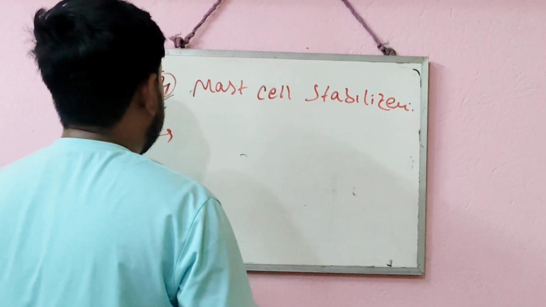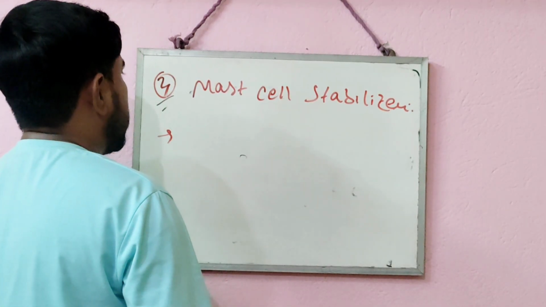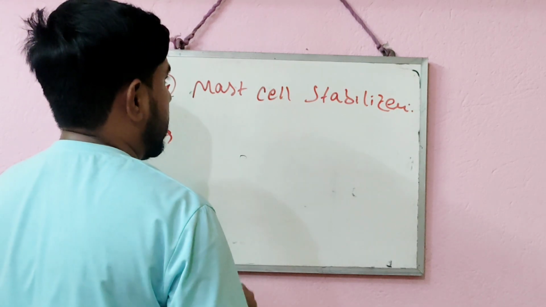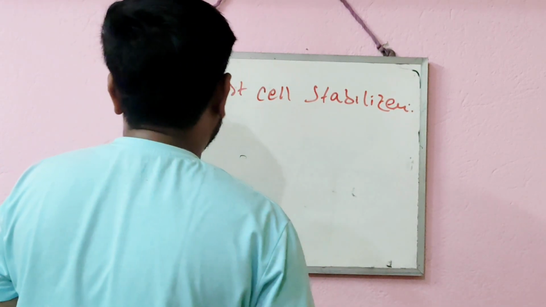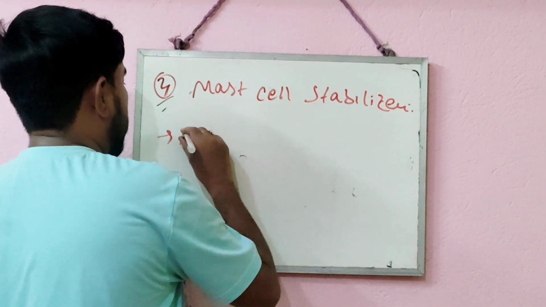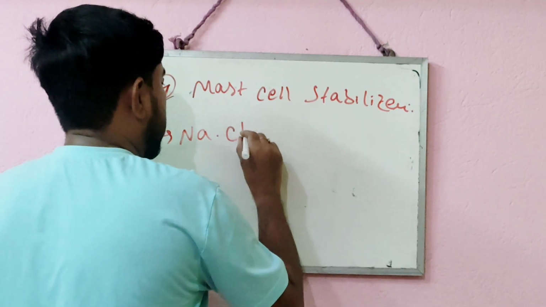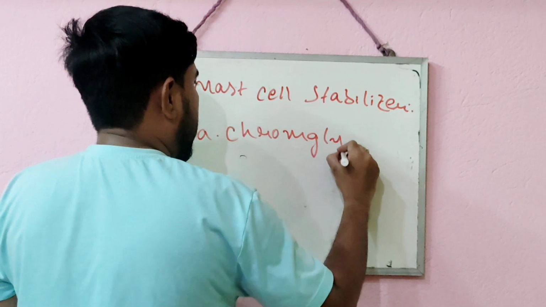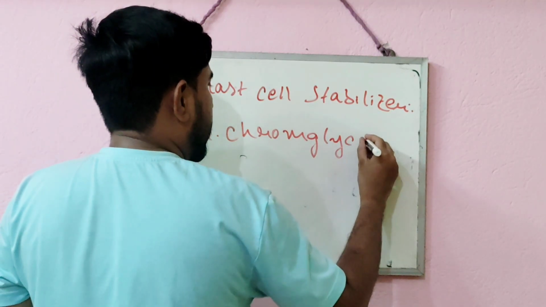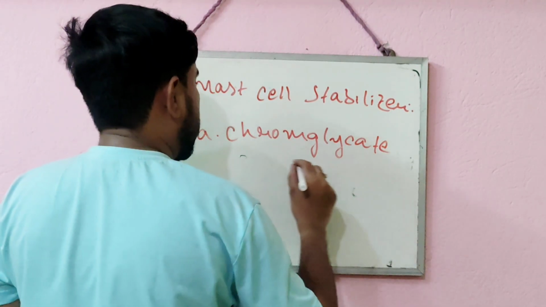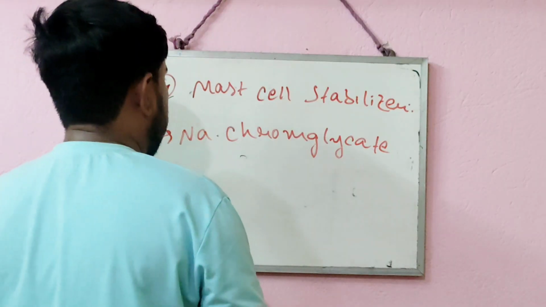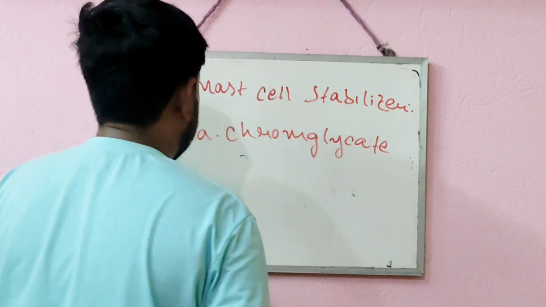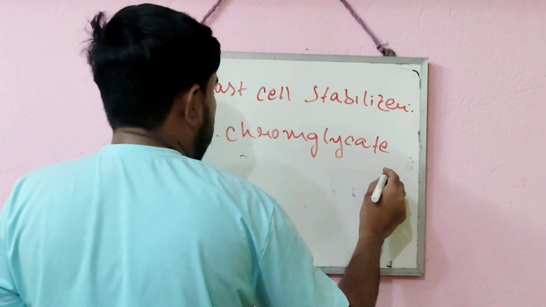Now I am going to explain the mechanism of action of the third type of anti-asthmatic drug, the mast cell stabilizer. The example, which I already told you in the previous class, is sodium cromoglycate. That is the main drug generally used as a mast cell stabilizer in asthma, because it has anti-asthmatic property. Now we will study how it shows its action.